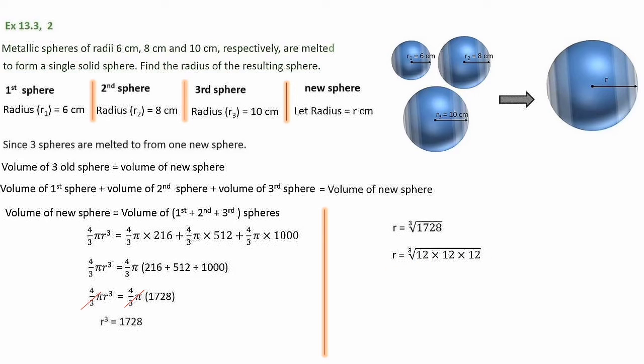Those who feel it is difficult, you have to go for factorization of 1728. With 2 we can factorize, do the prime factorization, and group it in sets of 3, and conclude by finding the cube root. So this is a better way if you practice. So r is equal to cube root of 12 into 12 into 12. Inside the cube root there are 3 terms, so one term will come out since it is a cube root. So 12 is coming out. So the radius is equal to 12 centimeter. Here the radius of the resulting sphere is 12 centimeter.